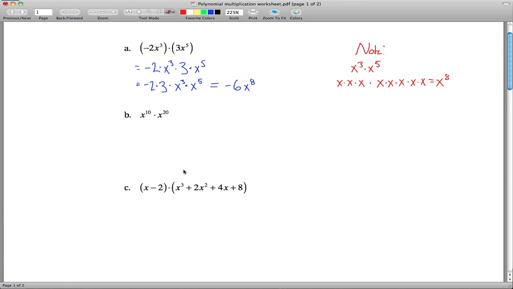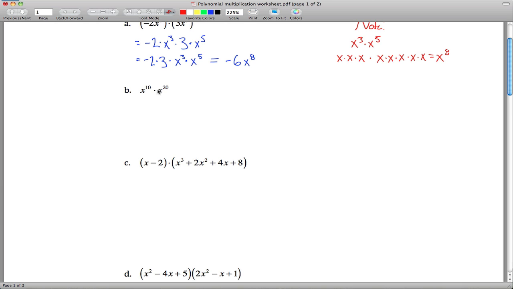Anyways, down to part B, x to the 10th times x to the 20th. We can do something similar to this, although it'd be kind of annoying to write out x 10 times and then 20 more times. But if you just think about what happens, you end up adding these numbers together, right? We'd have 10 of them, then 20 of them, so we'd have 30 in total. So x to the 10th times x to the 20th is x to the 30th.